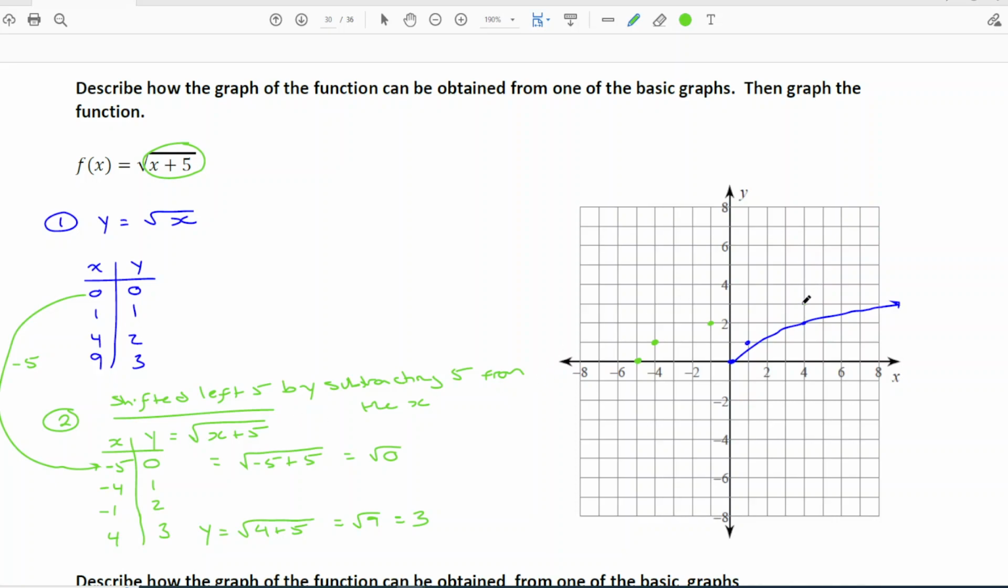4, 3. What I've done is I've taken each of these points. I've gone 1, 2, 3, 4, 5. 1, 2, 3, 4, 5. 1, 2, right? I've shifted them left. And then all of a sudden that 9, 3 point comes out. And that is my completed graph.